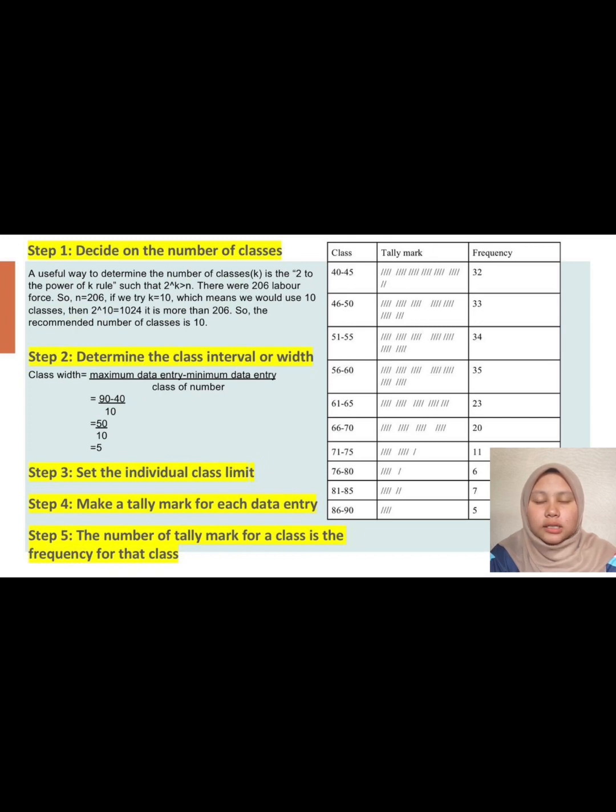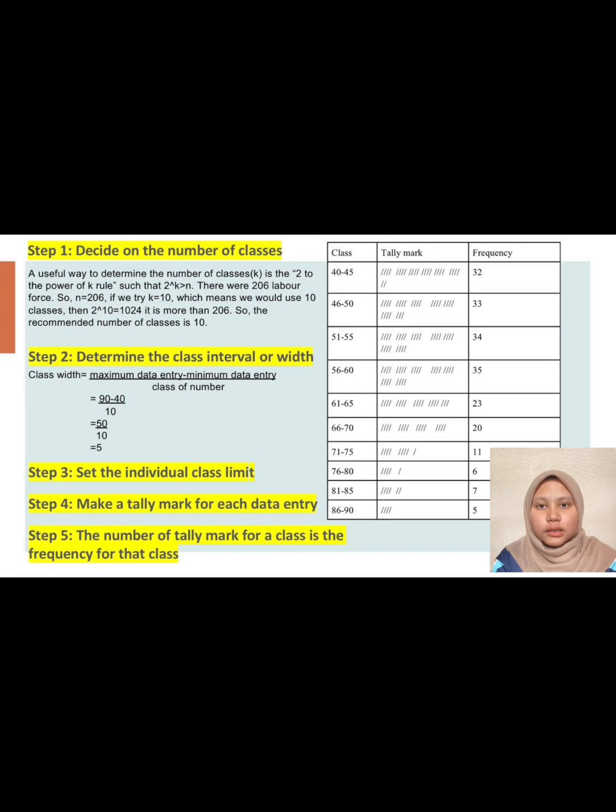Step 1. Decide on the number of classes. A useful way to determine the number of classes k is the 2 to the power of k rule, such that 2 power k is more than n. There were 206 labor force, so n equals 206. If we try k equal 10, which means we would use 10 classes, then 2 power 10 equals 1024. It is more than 206. So the recommended number of classes is 10.